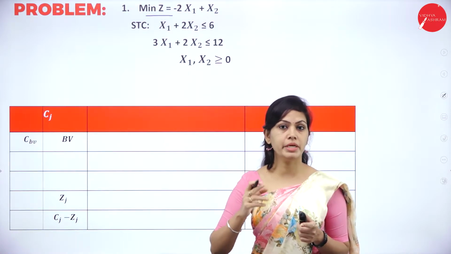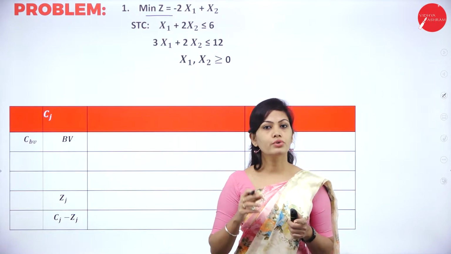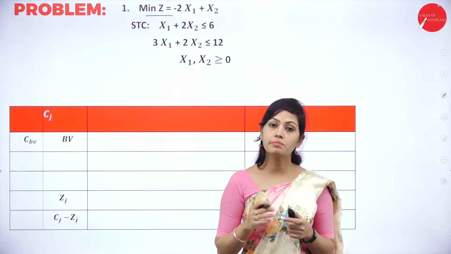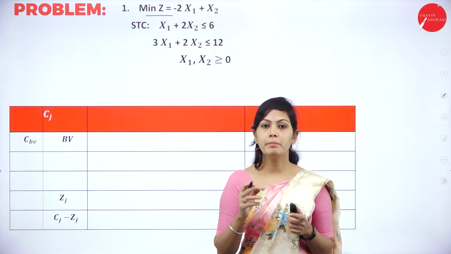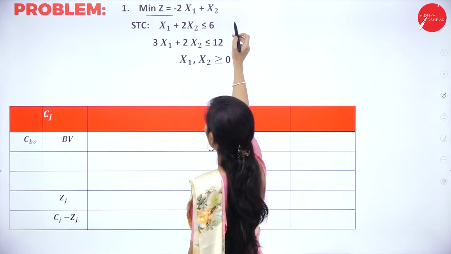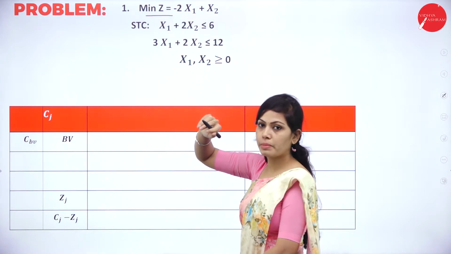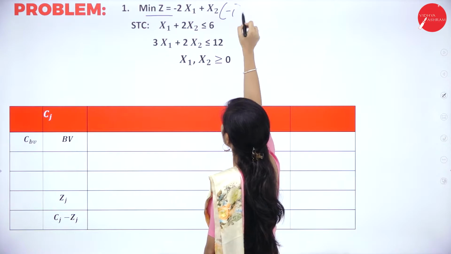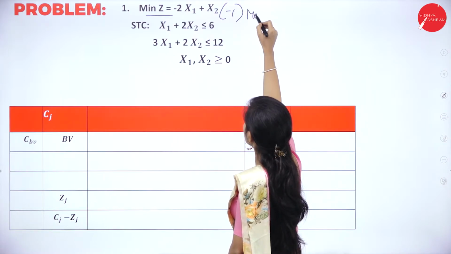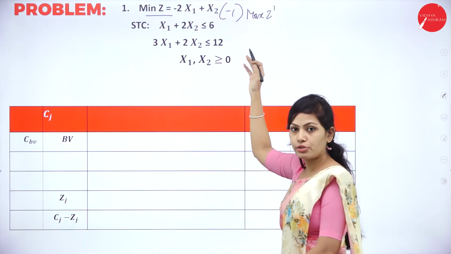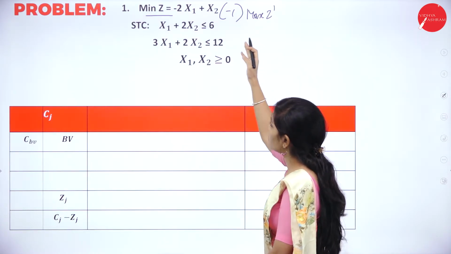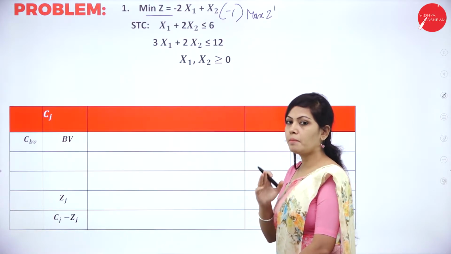I'll repeat, if you get a minimization objective function, you have to convert that into maximization type. How to convert this minimization into maximization type? By multiplying minus 1 to the objective function. So here we have min z is equal to minus 2x1 plus x2. I will multiply minus 1 to the objective function. So min z is converted into max z dash, z is converted into z dash, min is converted into max.